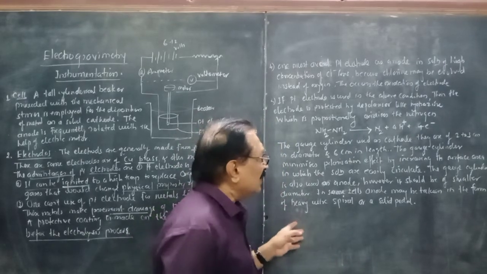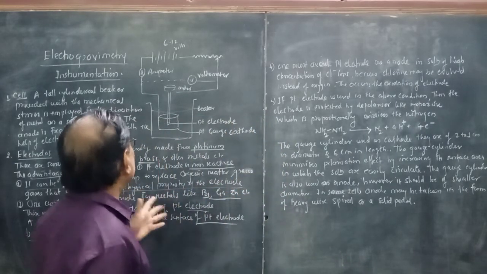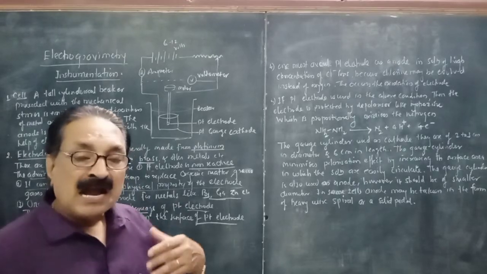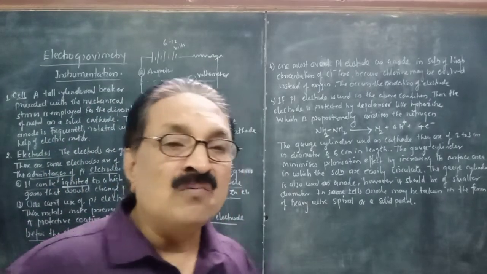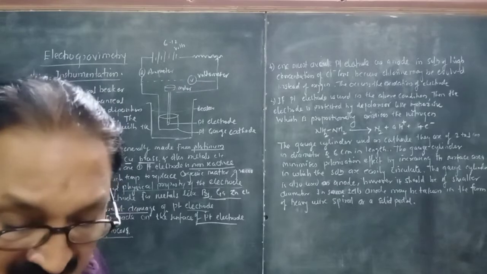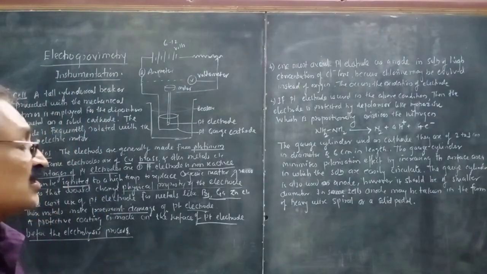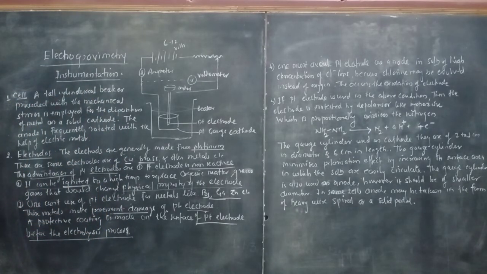This is the explanation of the instrumentation, and in the next class we go for the determination of copper by the electrogravimetric technique. Okay, I will stop here only.